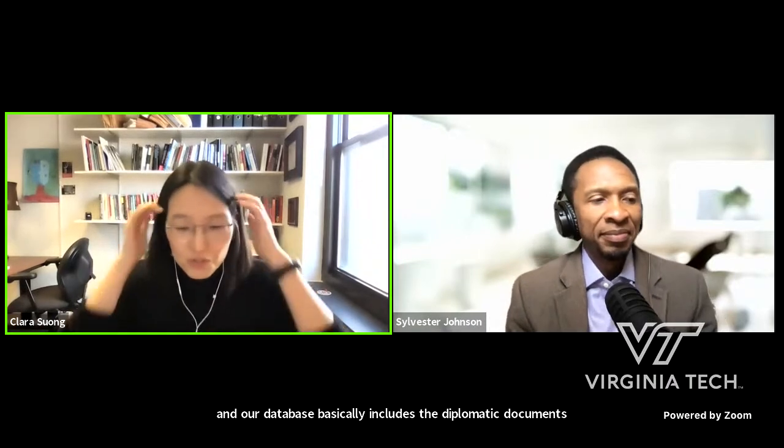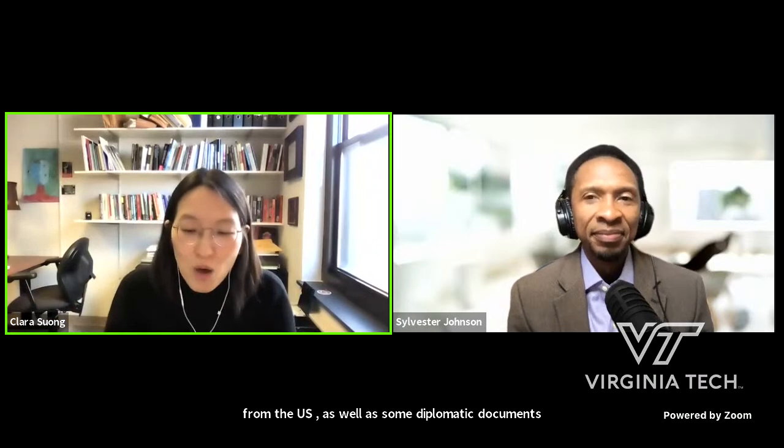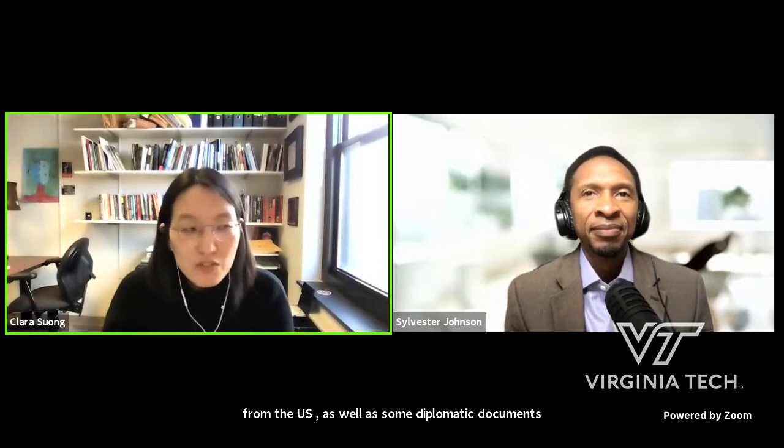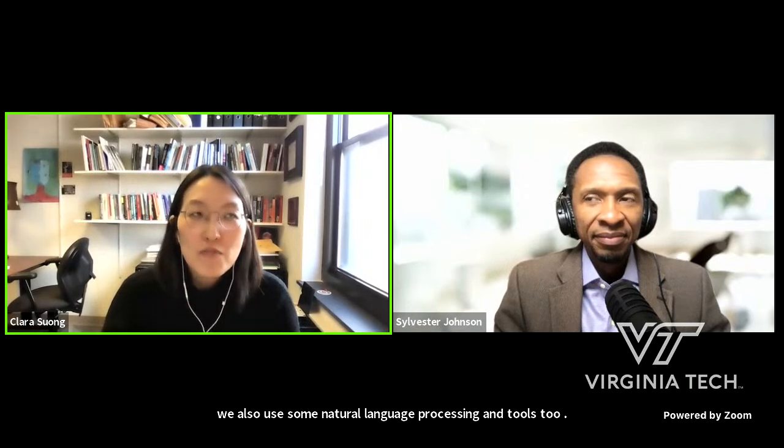And in addition to putting the documents online, we also used some natural language processing tools to extract information that we deemed important. So we extracted the names of the persons mentioned in the documents. We also extracted information about the countries that are mentioned in the documents. So for example, when you look at the US diplomatic documents, you can see which countries the US has paid attention to.